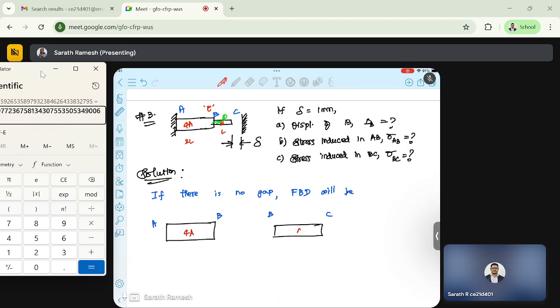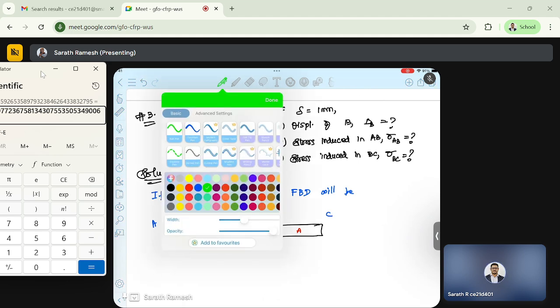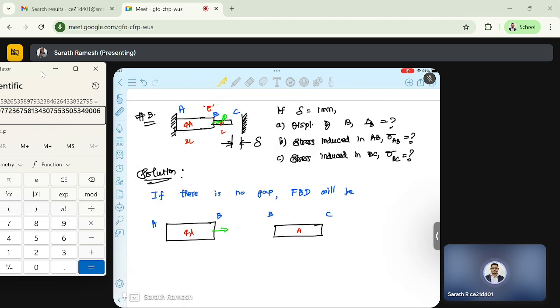For A, there is a P here. Now again, if there is no gap, what will be there? There will be a stress induced, correct? This stress will be tension or compressive. It will be compressive in nature, right? Because when the bar is trying to expand, this support is not allowing it, so it will compress it.